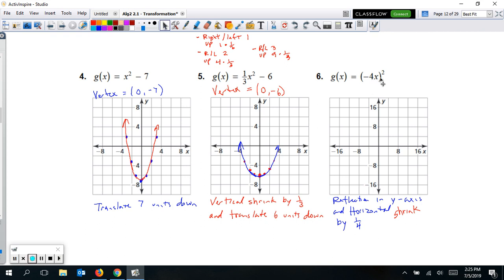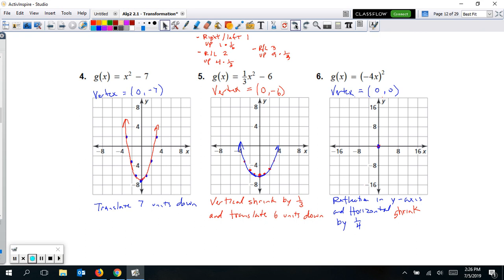There is no h. It's not plus some number here. There's nothing behind it. There's no k number either. So they're both 0. Your vertex is 0, 0. So we can plot that point first right there at the origin. And then for this one, we can go off of the same thing.